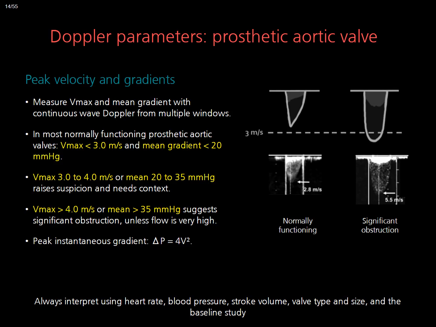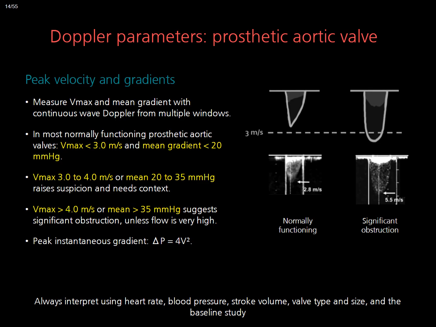Start with a well-aligned continuous wave Doppler trace across the prosthesis. Use multiple windows because a small angle error will underestimate velocity. Record the peak velocity and the mean gradient, but do not interpret them in isolation.